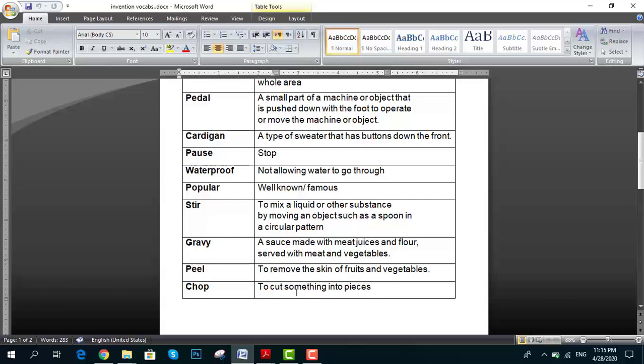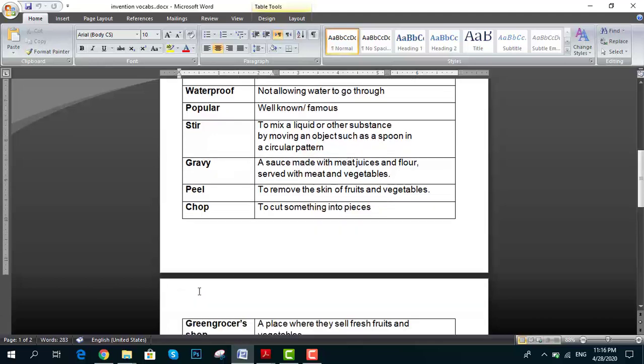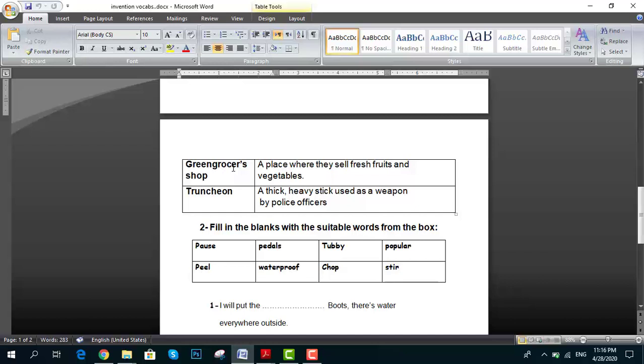So I could say potatoes: I peel the potato, I remove the skin of the potato, and then I chop the potato in order to maybe cook it or fry it or whatever. Okay, so peel and chop is related to fruits and vegetables. Then we have green groceries shop. A green groceries shop is a place where they sell fresh fruits and vegetables.